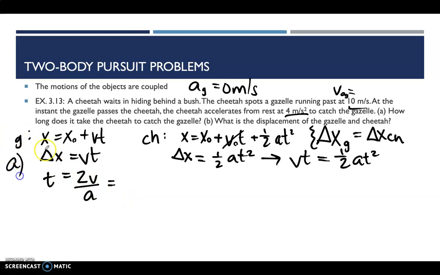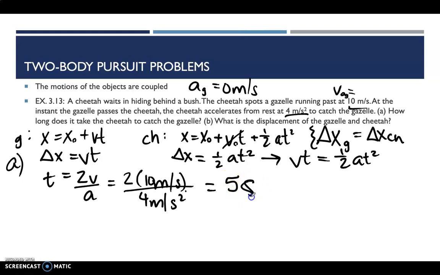This is all for part A. So then we can plug in our values. Our velocity is going to be 10 meters per second divided by our acceleration, which is 4 meters per second squared. So we get that our time that passes is 5 seconds. Sorry, that was a little sloppy.